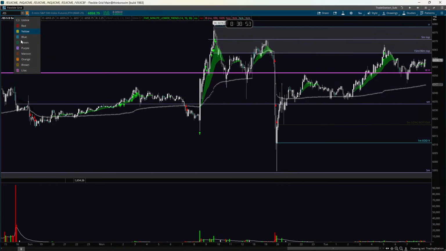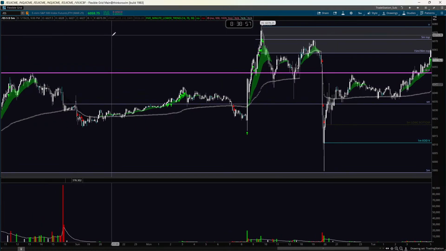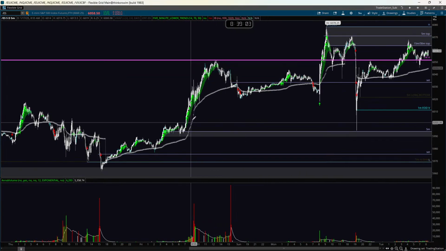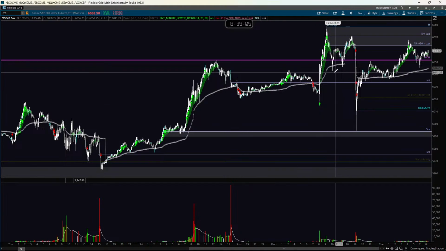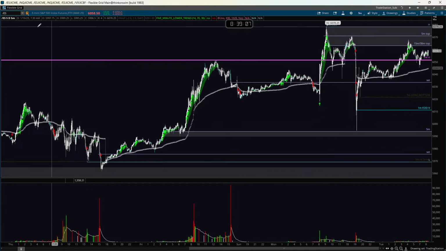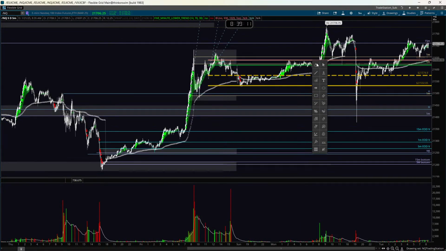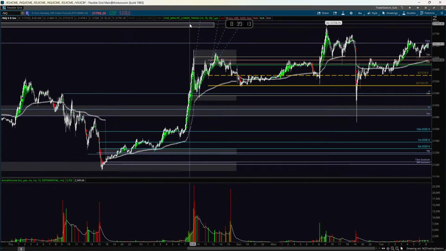Let's go to NQ. Not gonna play Friday's highs and lows too much because there's a lot going on. Yeah, so we're gonna go to NQ. Nature is barking at me.